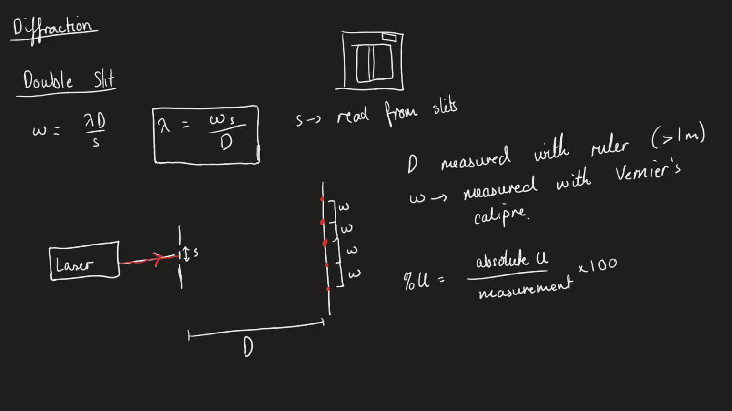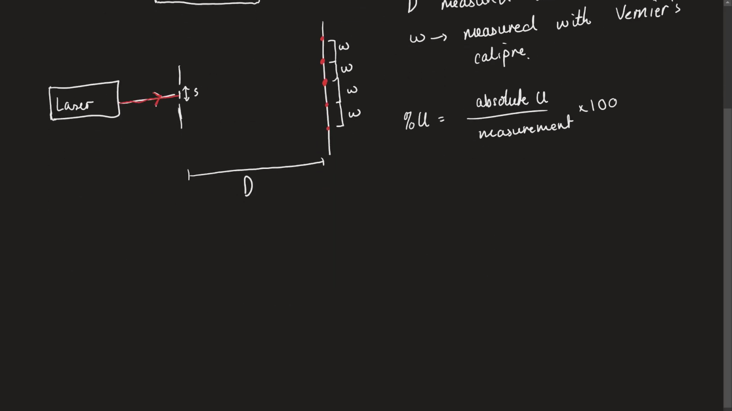We could also get rid of this value of S, and we could put in, instead of double slit, a diffraction grating. So let's have a look at doing this via a diffraction grating and see how that would be different. So if we put in a diffraction grating, diffraction gratings will usually not have a value for S. They will usually be rated. So for example, you might have 500 lines per millimeter.